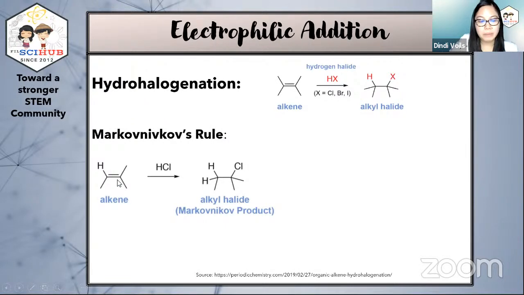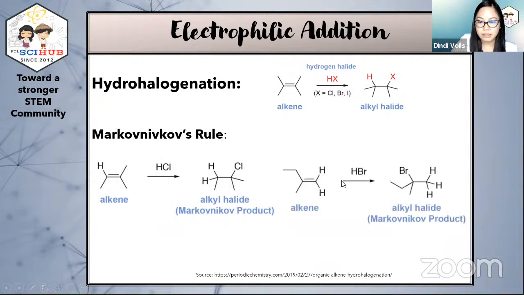So take, for example, here on this side, we have two methyl groups. Whereas on the left side, you have hydrogen and carbon. So therefore, this side is more substituted, and the halide, or chloride, will attach to that carbon. Similarly, for hydrogen bromide, that will happen. The bromide will be attached to the more substituted carbon.